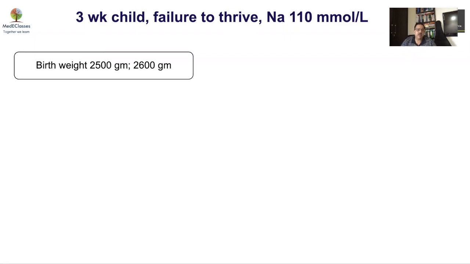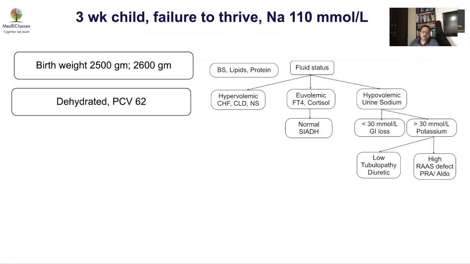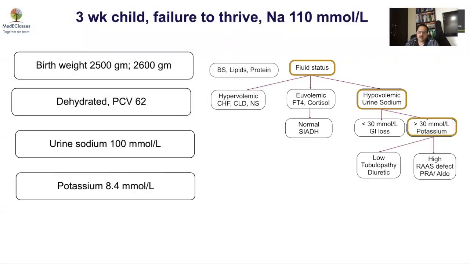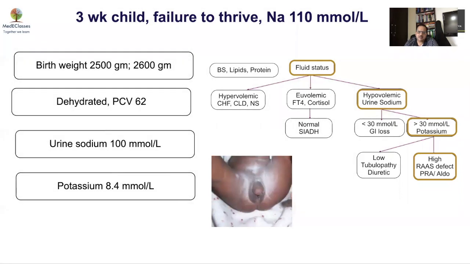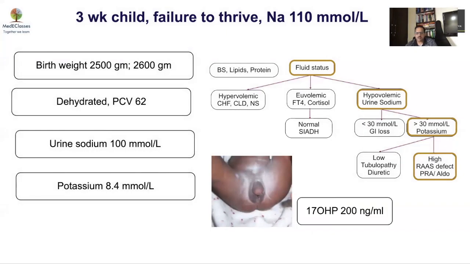He is not gaining weight, dehydrated, PCV is high. So all features suggest salt wasting. And so this child is hypovolemic, urinary sodium is high. This is very, very characteristic, and potassium is very, very high. So if you look at hypovolemia, high urinary sodium, hyperkalemia, it's a giveaway. And if you look at the clinical picture, this is basically 21-hydroxylase deficiency at this point of time.